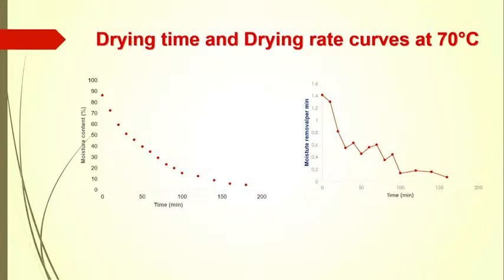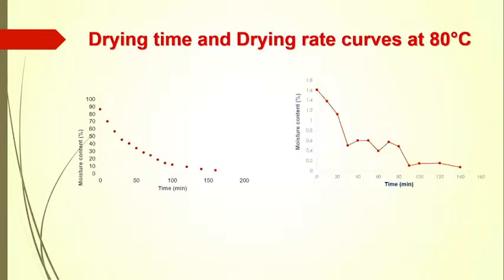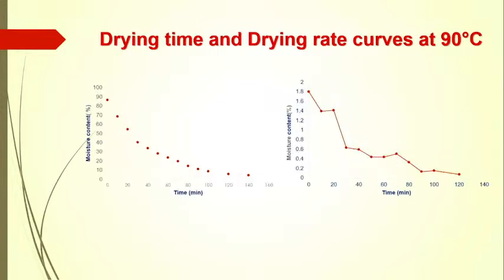And this is the drying time and drying curve, specifically at 70 centigrade. We were not able to find the typical falling rate. There were multiple curves obtained at most of the temperatures. This is for 70 degrees, this is for 80, and this is for 90 degrees centigrade.